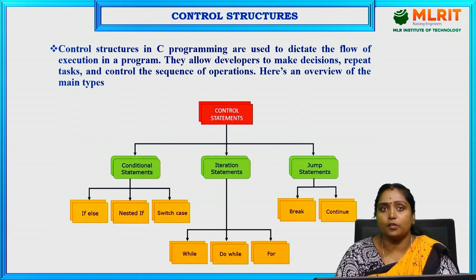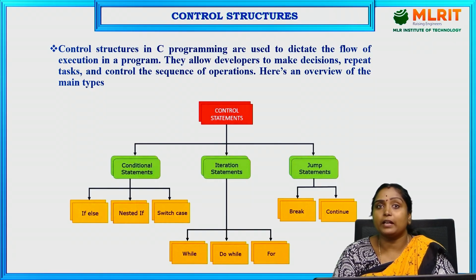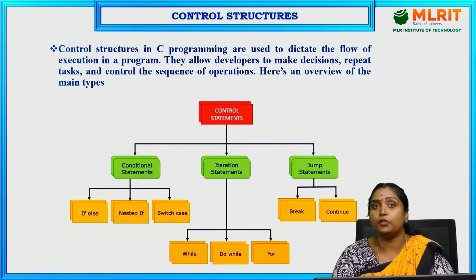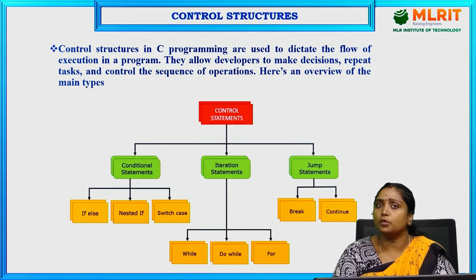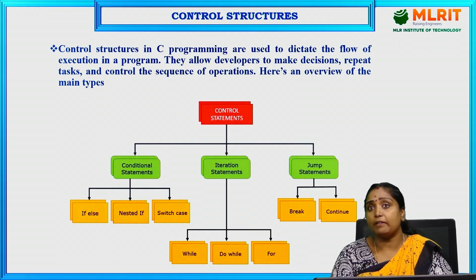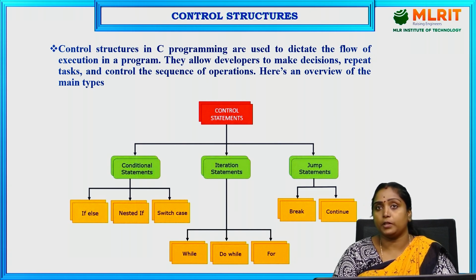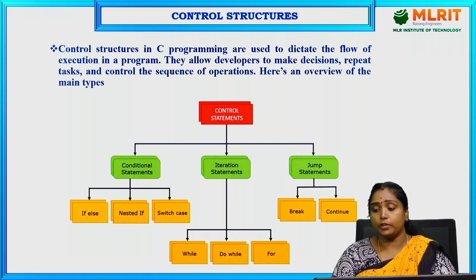So, coming to the control structures. What is meant by control structures? Control structures in C programming are used to dictate the flow of execution of a program. They allow developers to make decisions, repeat some tasks, or control the sequence of operations. Here is an overview of the main types.